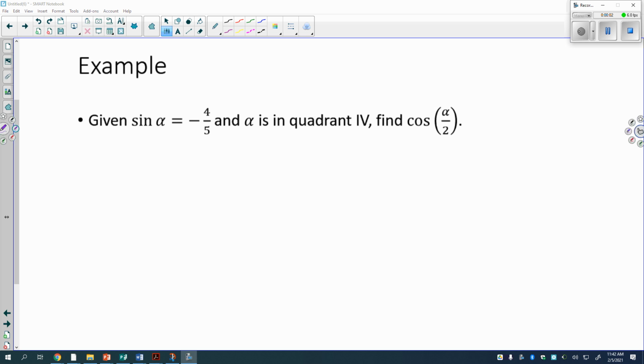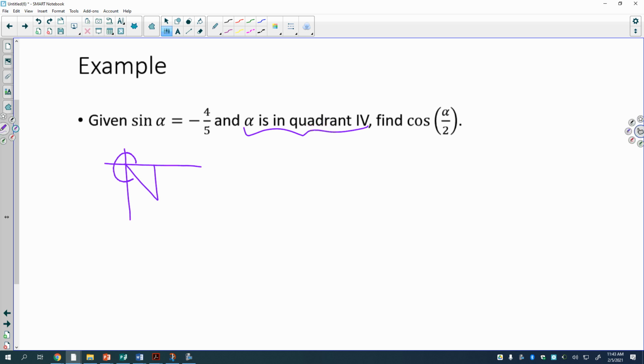This example is very similar to the first one, but rather than using a double angle identity, I'm using a half angle identity. I still want to draw a triangle. This time it says it's in quadrant 4. So my angle alpha actually goes all the way around. I'm just going to use my reference angle here on the inside.